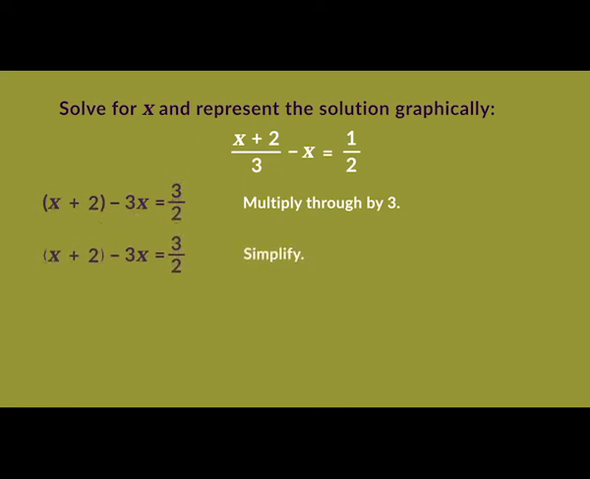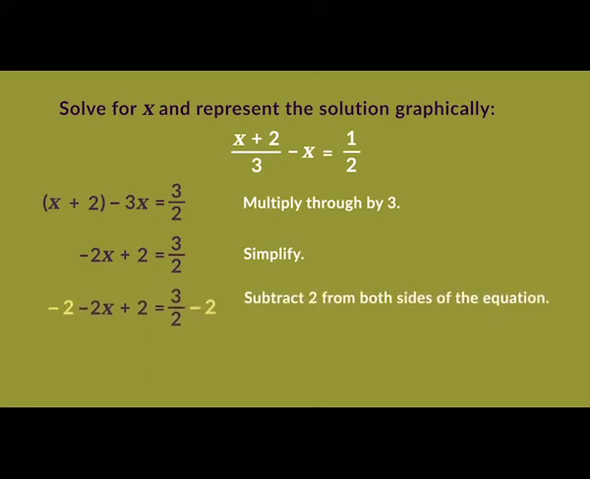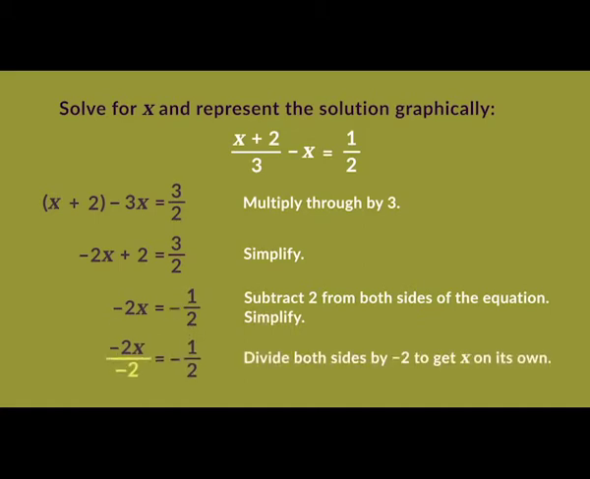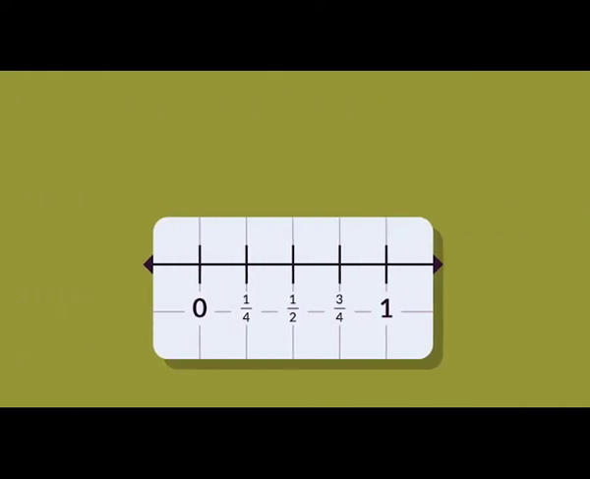Then simplify to get negative 2x plus 2 equals 3 divided by 2. Next, subtract 2 from both sides of the equation. Then simplify again. Finally, divide both sides of the equation by negative 2 to get x on its own. The solution is x equals 1/4.